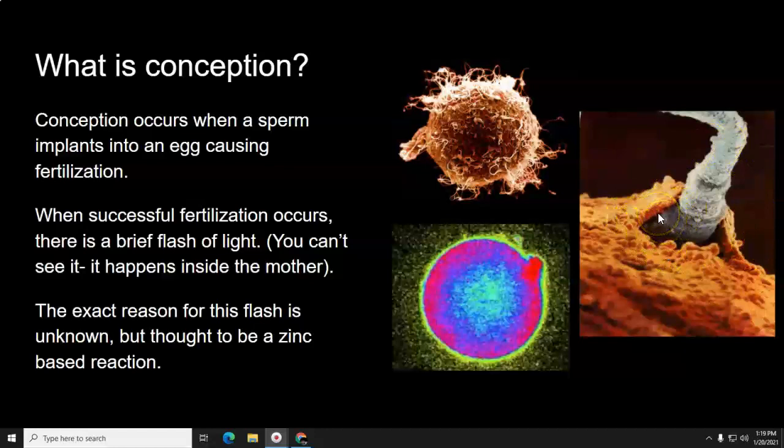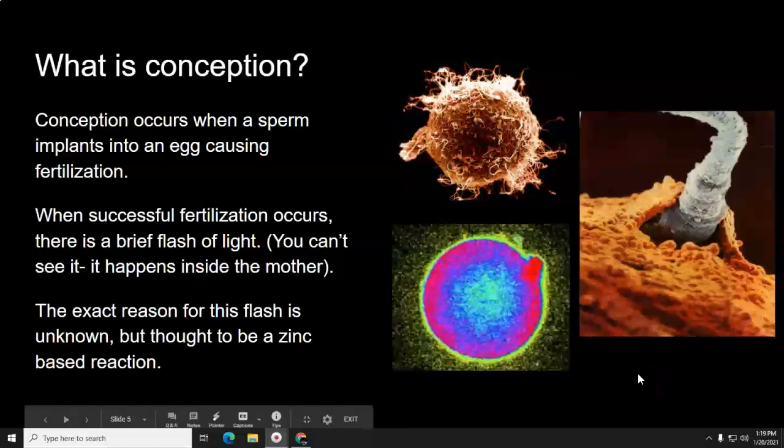And when successful fertilization occurs, there's a brief flash of light. You can't see it. It's not like you light up or anything. It happens inside. And this was just recently discovered within the last year. They aren't quite sure exactly what causes it, though they think it's a zinc-based reaction. And here in this image, you can see that flash of light. You can see that red bump on the side is the sperm implanting, and it's successful. So bang, everything glows. Fireworks.